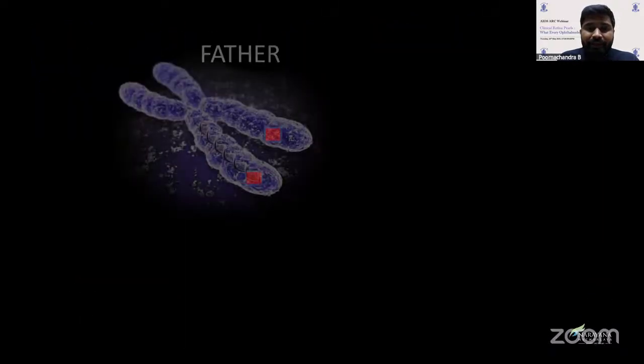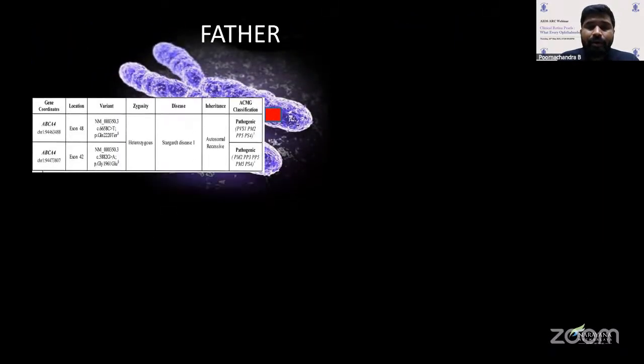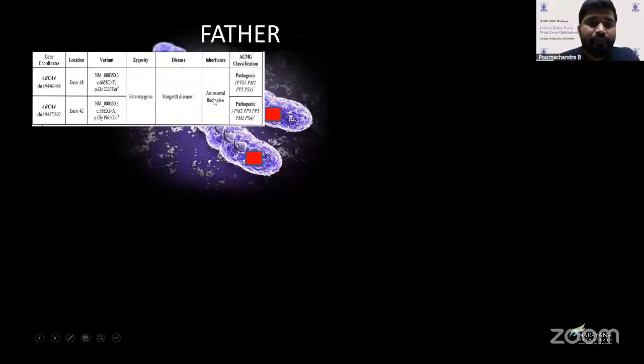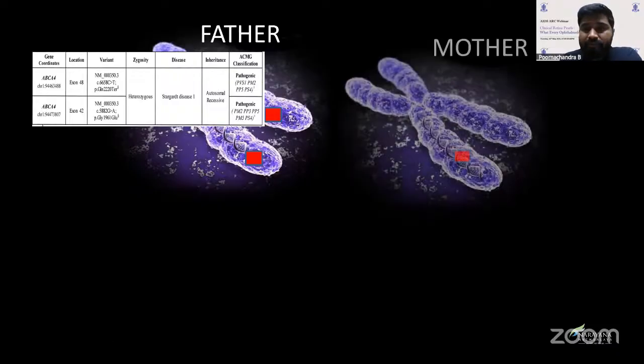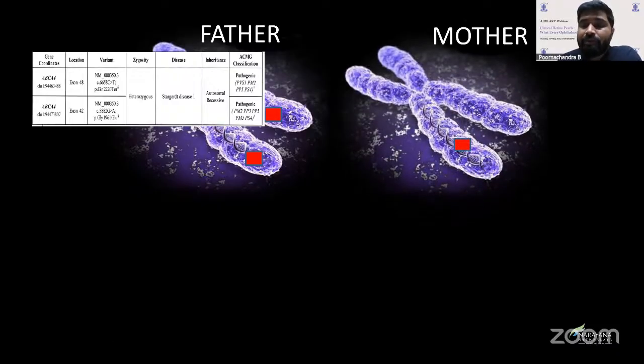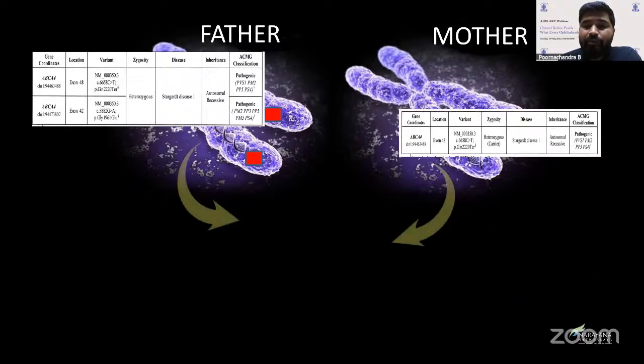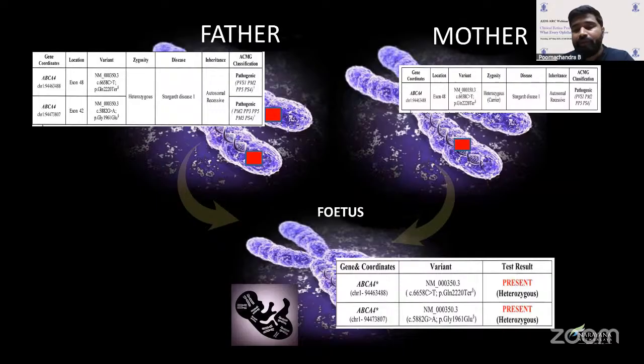When we did genetic testing, the father had a compound heterozygous mutation in the ABCA4 gene. That means two mutations on the same gene. The mother, that means the wife, who was totally unrelated, was also carrying one of the mutations in the recessive state. When we did an amniocentesis, unfortunately, the fetus was found to be carrying these two genes in a compound heterozygous state. That is, it is affected.